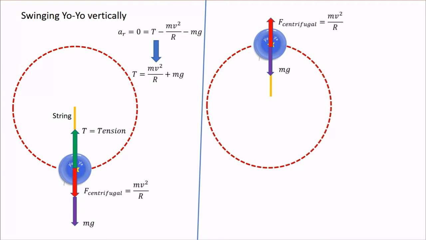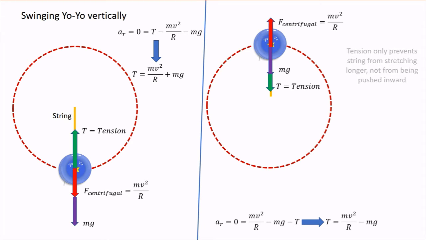And if gravity is not enough to counter the centrifugal force, we have tension that can pick up the slack. So we can write this equation and then solve for t. Now this equation is actually a bit incomplete. See, the tension force only prevents the string from ever stretching. It does not actually prevent the string from collapsing.